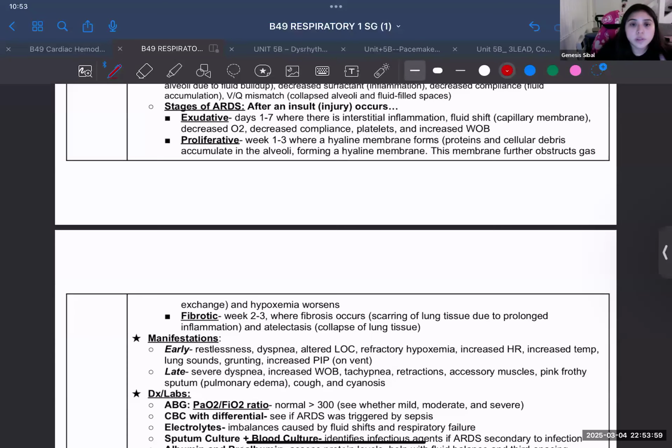It's the same exact thing we've talked about with sepsis before, right? Even though we're talking about ARDS, remember most of the time it's going to be associated with sepsis. So I would think about it similarly, where in the first stages you're going to be having a lot of those things.